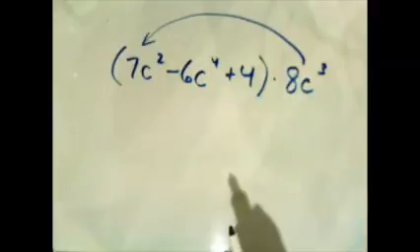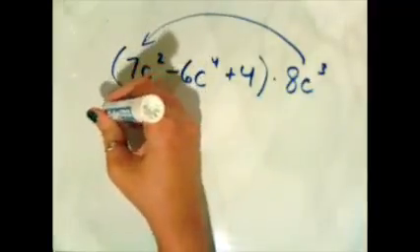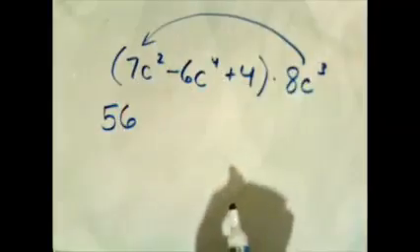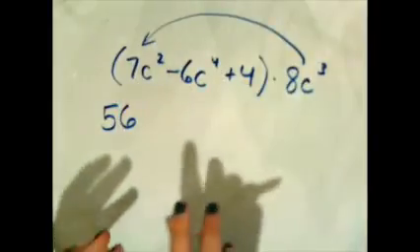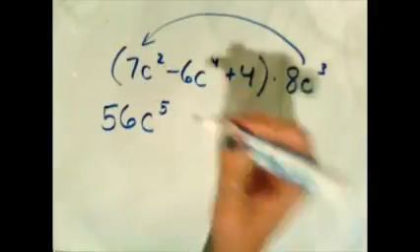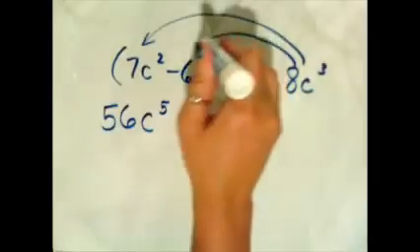So 8 times 7 and c to the 3rd times c squared. So really I have 3 c's times another 2. So altogether I'd have 5 c's written out. Now on to my next term.